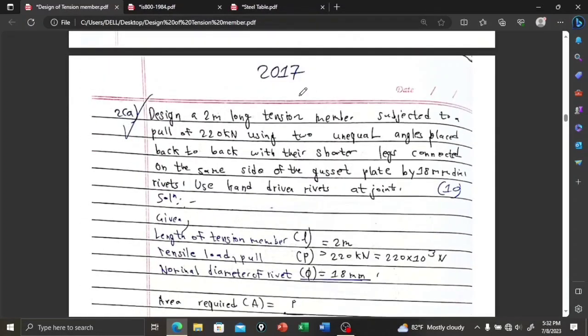This was another question asked in 2017. Design a 2-meter long tension member. So length is 2 meter, subjected to a pull of 220 kilonewton. Pull, that is tensile load, that is 220 kilonewton. To convert kilonewton into newton, we multiply by 1000 or 10 power 3, and place back to back.